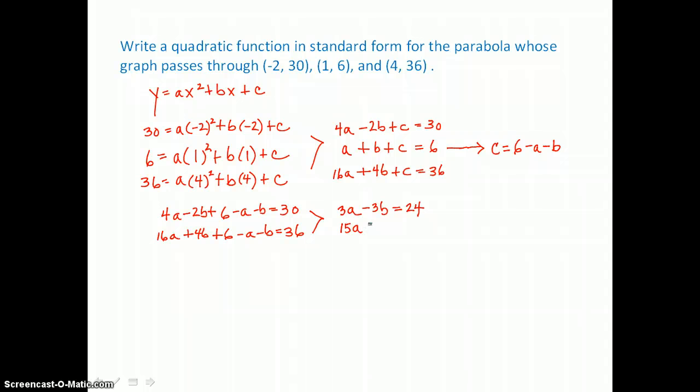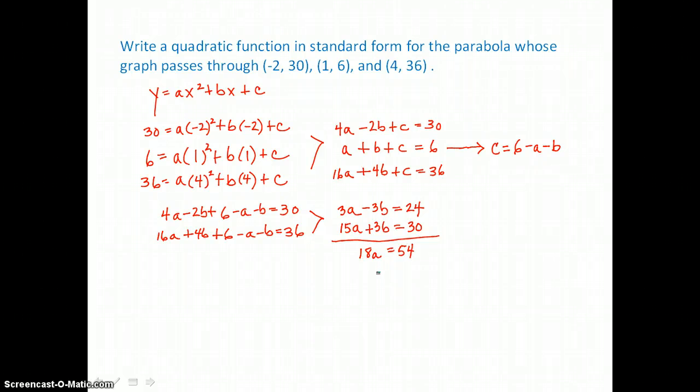And 4b minus 1b is 3b. And subtracting that 6 again from both sides, I'm going to have 30 on the right-hand side. Okay, now in this system of two equations, two unknowns, I could use elimination because I see that if I add the two equations together, I'm going to eliminate my b terms. 3a plus 15a is 18a, and 24 plus 30 is 54.